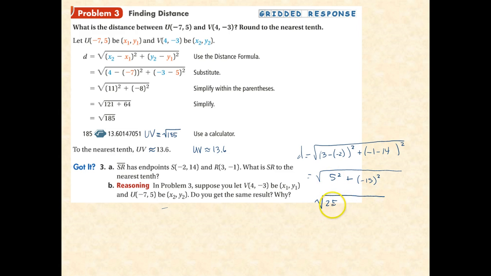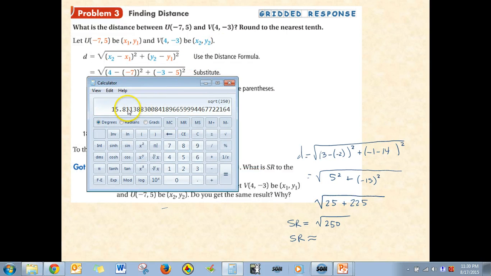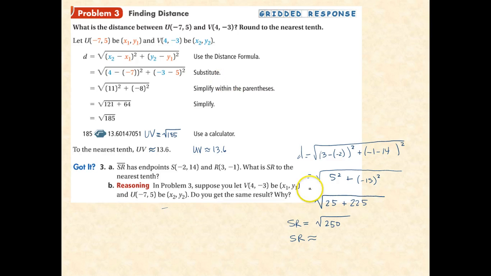5 squared is 25. -15 squared is 225. So that's the square root of 250. So I can say that the length of SR is exactly the square root of 250, but maybe a little more helpful to visualize is approximately equal to, 250 square root button. Round to the nearest what now? Round to the nearest tenth, so that's 1 decimal place, so 15.8. About 15.8 units.